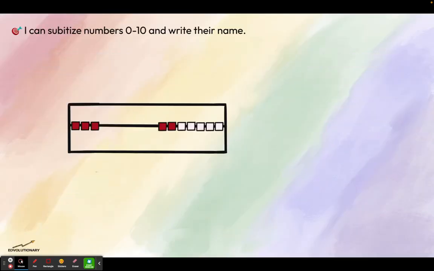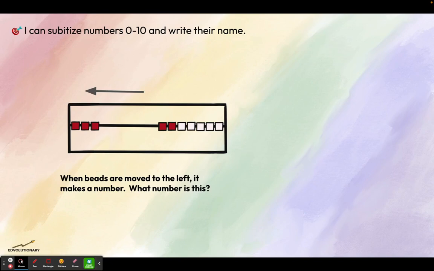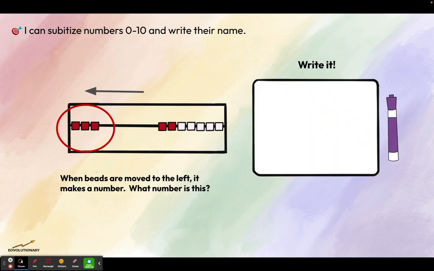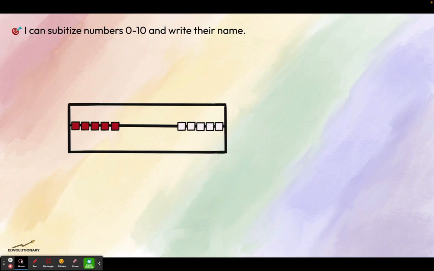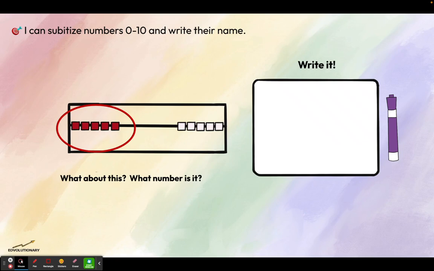And we'll have them reset their boards. We'll say when beads are moved to the left, it makes a number. What number is this? Students should be able to subitize it pretty fast and then have them write it. And then you can reveal it. Erase their boards. What about this? What number is this? Circle it. Have students write it. Reveal it.